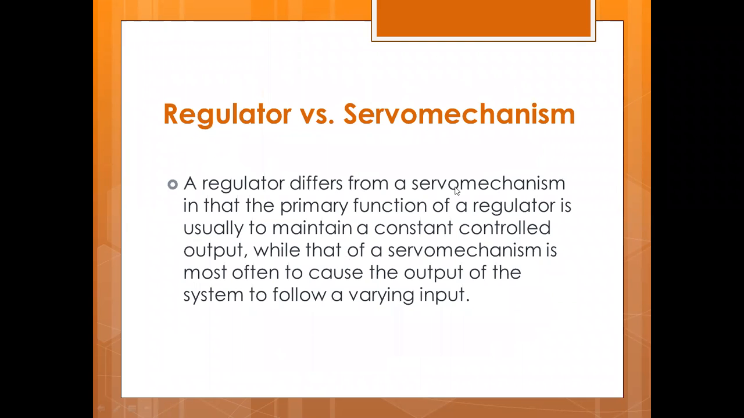Now, a regulator and a servo mechanism are being contrasted here. A regulator differs from a servo mechanism in that the primary function of a regulator is usually to maintain a constant controlled output, while that of a servo mechanism is most often to cause the output of the system to follow a varying input. One is making it constant, while the other, the servo mechanism, makes it follow the corresponding changes in the varying input.